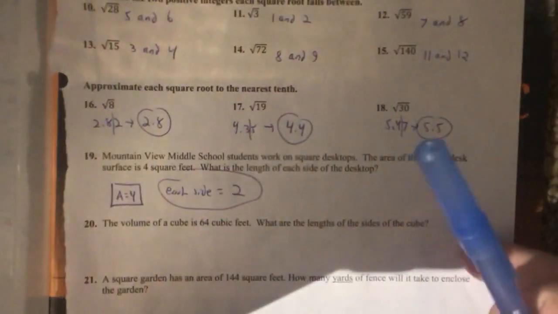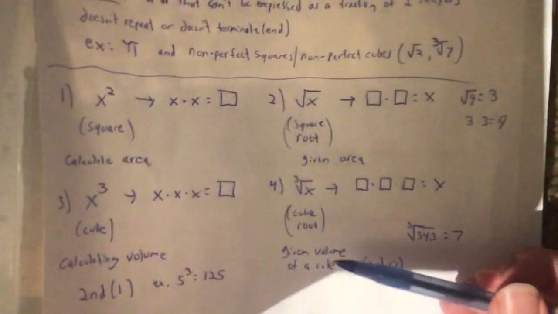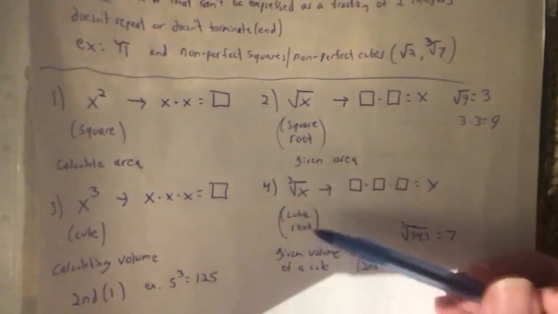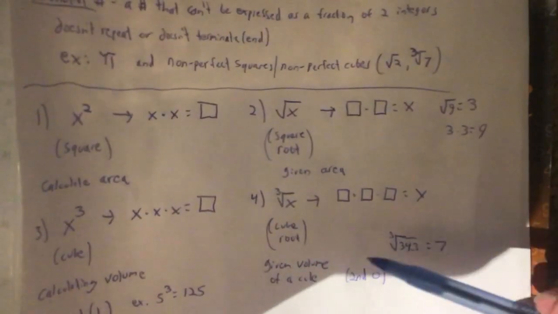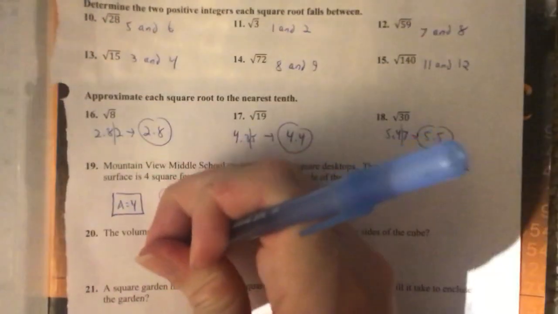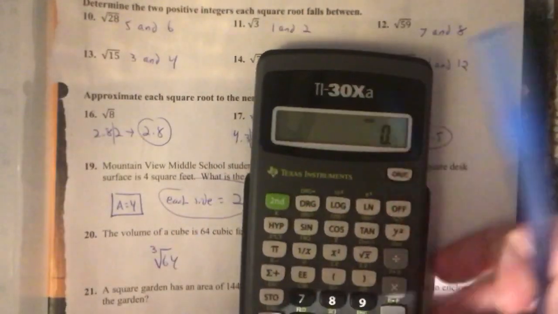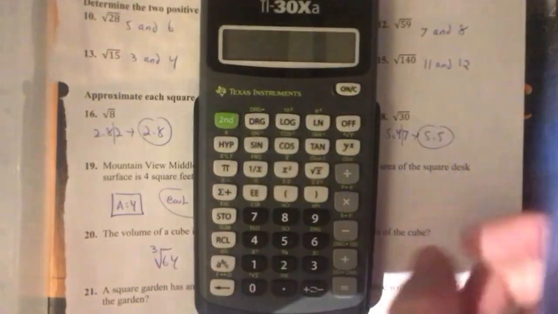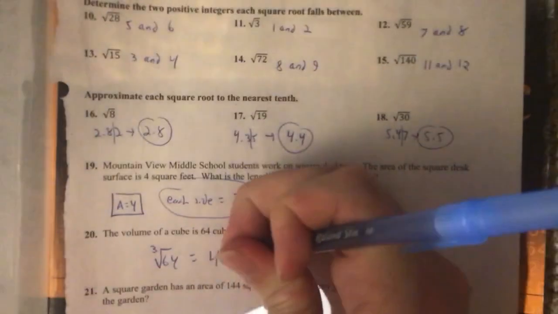Number 20, the volume of a cube is 64. What are the lengths of each side? So I look at my 4 cases. In this case, I'm given the volume, so I'm going to be using cube root, the 4th case. What number times itself times itself is my volume? So I just do the cube root. So in this case, I want to just do the cube root of 64. And if I do that, that is a perfect cube. So that gives me 4. So each side is 4 feet.